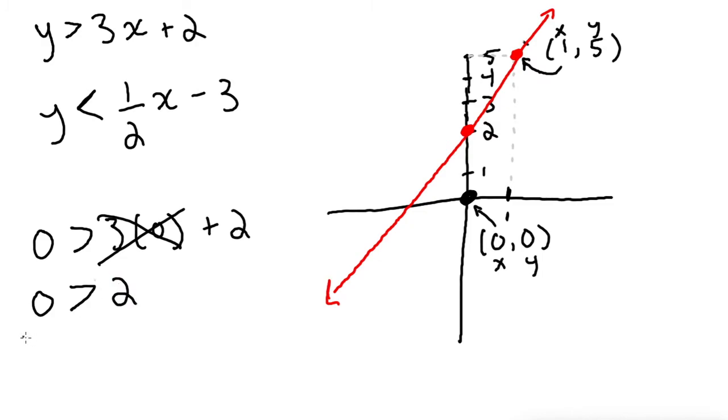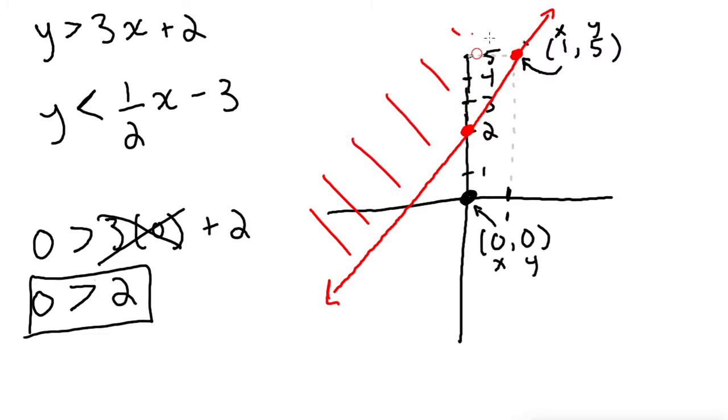And now I'm going to say, is this true? Does this statement make sense? Is 0 greater than 2? And no, it's not. So I have to shade somewhere over here. So all of this would be shaded.